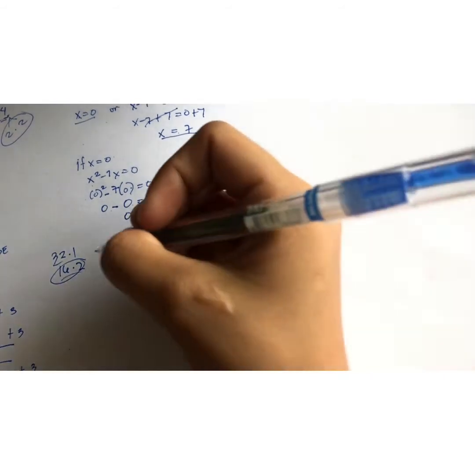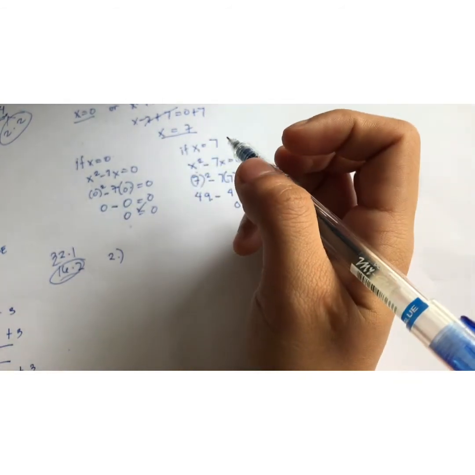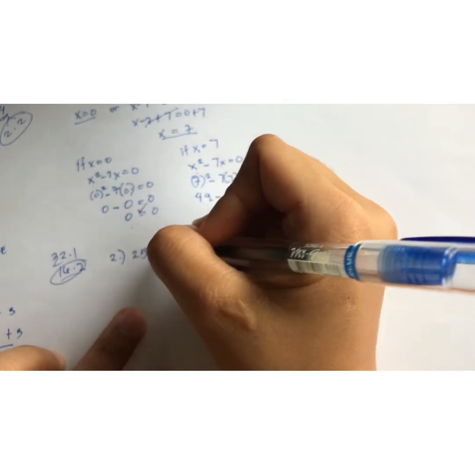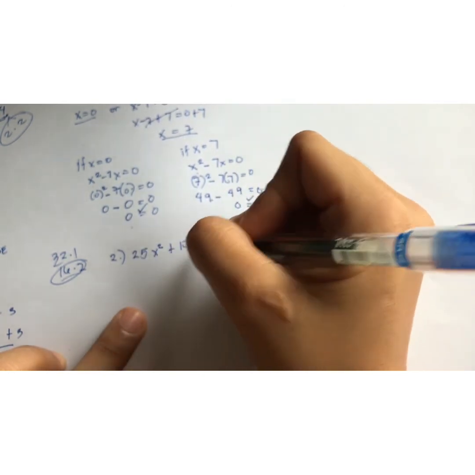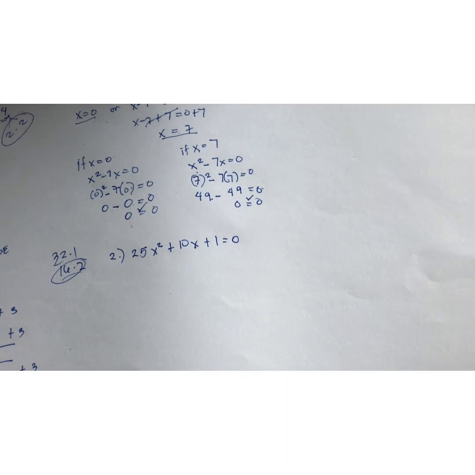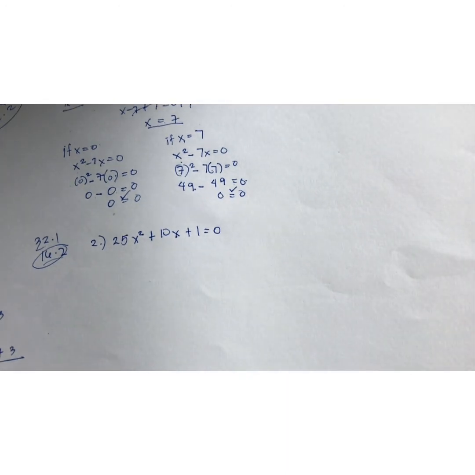Try to solve this on your own. 25x squared plus 10x plus 1 equals 0. Sige, try to solve it. I will give you 5 minutes to do it. Sige.